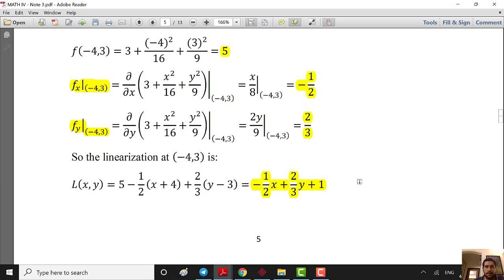Guys, here again, you can do the same exercise that we did for the previous example. You can assume a point x and y in the vicinity of the point (-4, 3). Calculate the value of f at that point, and then calculate the value of L at that point, and see for yourself how accurate the approximation of f with L is.